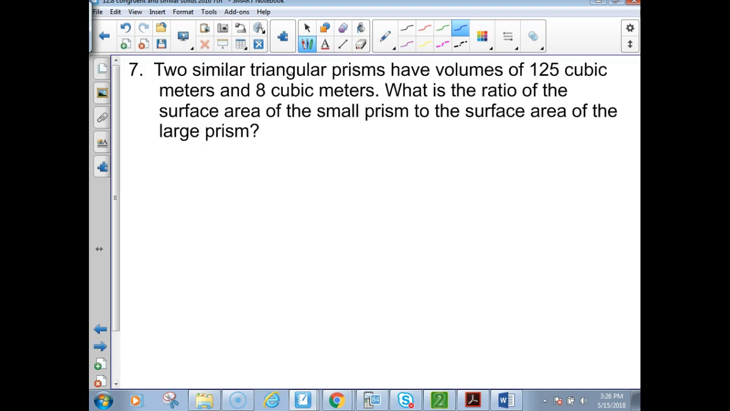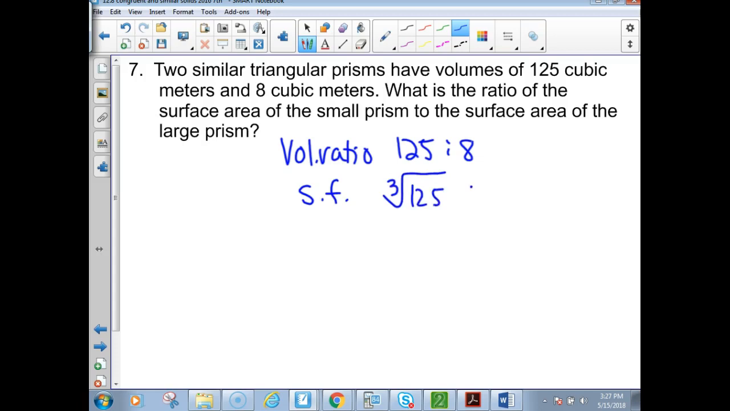One more. Two similar triangular prisms have volumes of 125 cubic meters and 8. All right, that means the volumes ratio is 125 to 8. If you want to get the scale factor, you have to uncube. So we do cube root of 125 to the cube root of 8.